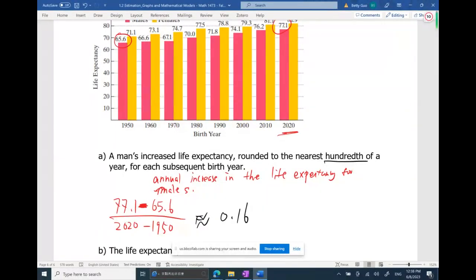So 0.16. How do we understand or interpret this result? It means, averagely speaking, every year since 1950, the increase in man's life expectancy is 0.16 years. Not exactly. Some years maybe bigger than that, some years less than that, but averagely speaking, there's a 0.16 year increase in the male's life expectancy every year.